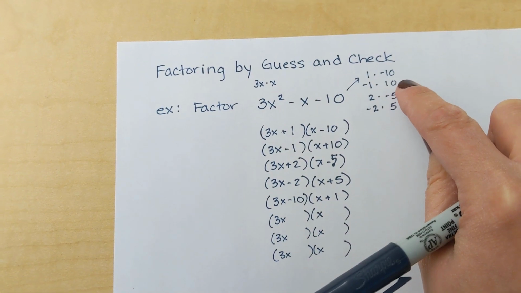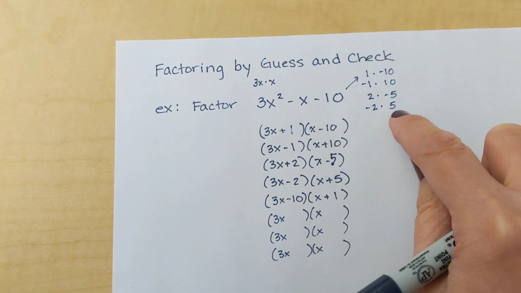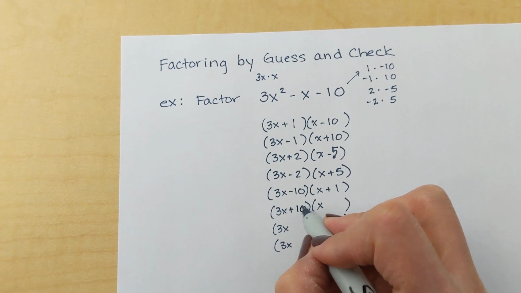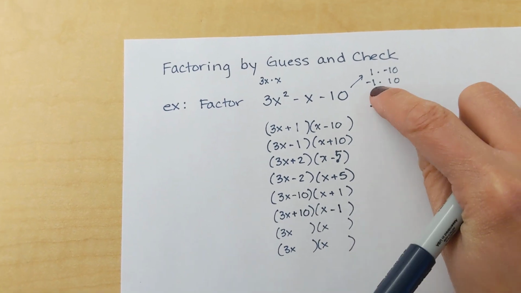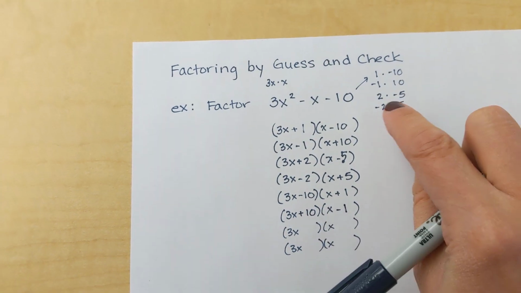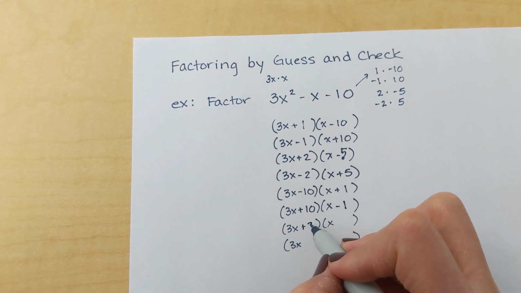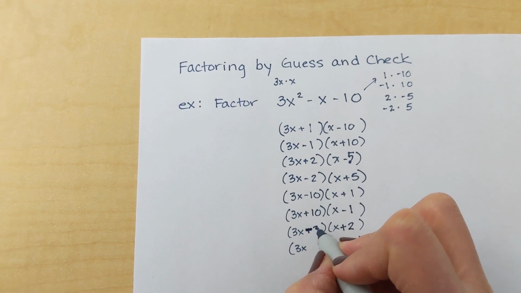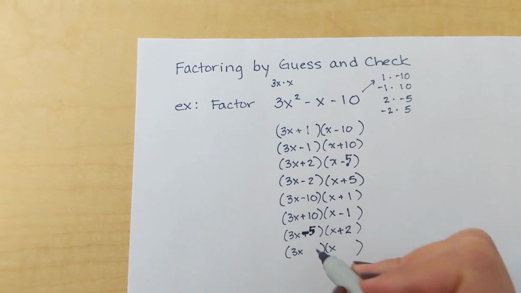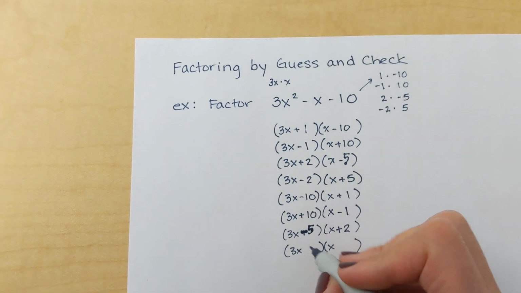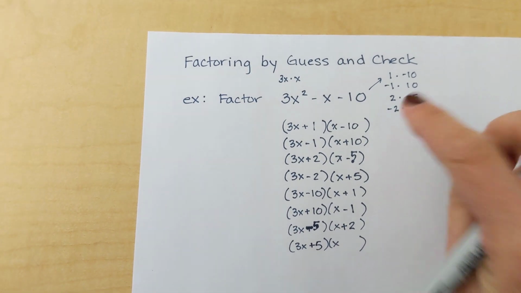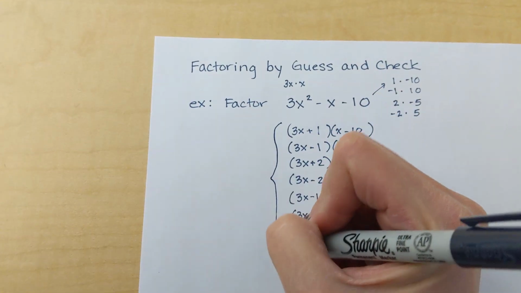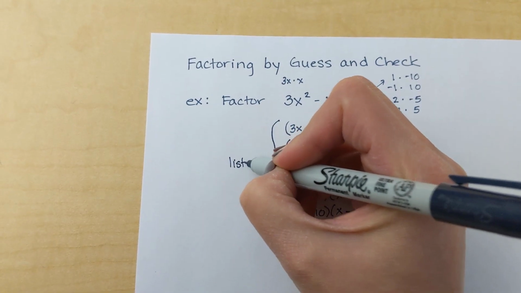And I will continue that pattern with the other factor pairs, switching, putting this one in the first parenthesis here and the second factor pair here. So plus 2 is actually going to go here, and this is going to be a minus 5. This positive 5 will go here, and the minus 2 will go here. This is called listing all the possibilities.